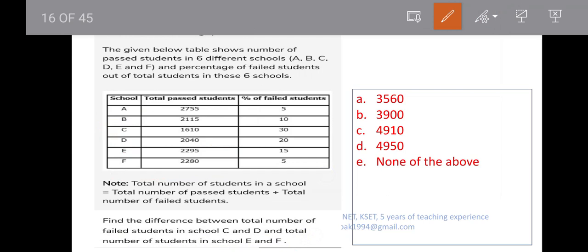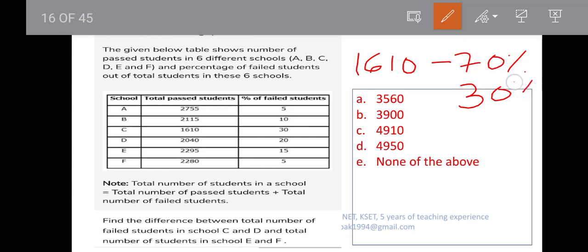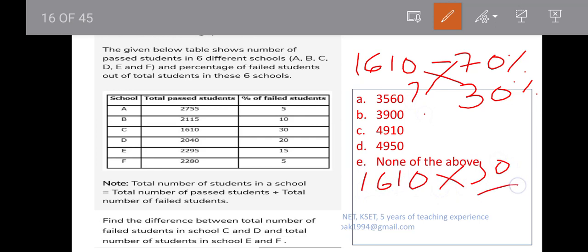So first we need to calculate the failed students number in school C and D. How to calculate that? I will go for school C. What is the student strength? That is 1610. And that is what? It is 70%. What do we need? Failed students. We need 30%. How have we got 70%? The total number of the students is 100%. The proportion of the failed students is 30%, so the remaining will obviously be 70. Correct. So you will get the cross multiplication like this. So the calculation will be 1610 into 30 divided by 70.